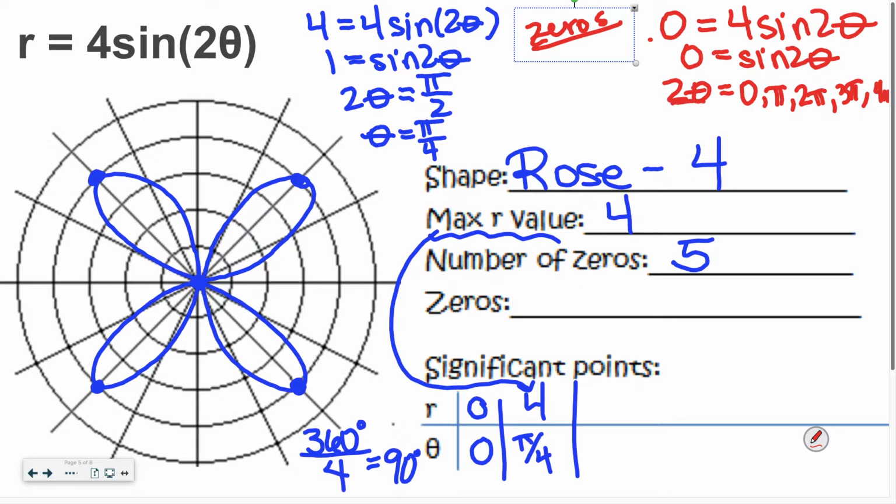2 theta equals all of that mumbo jumbo. So we'll divide by 2. We have 0 divided by 2, pi divided by 2, 2 pi divided by 2, 3 pi divided by 2, and 4 pi divided by 2. There are our 5 zeros.